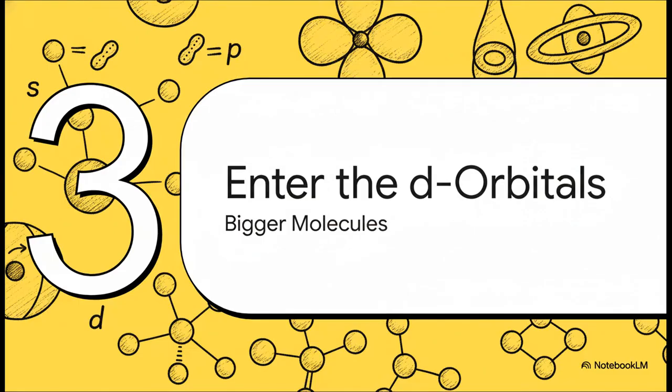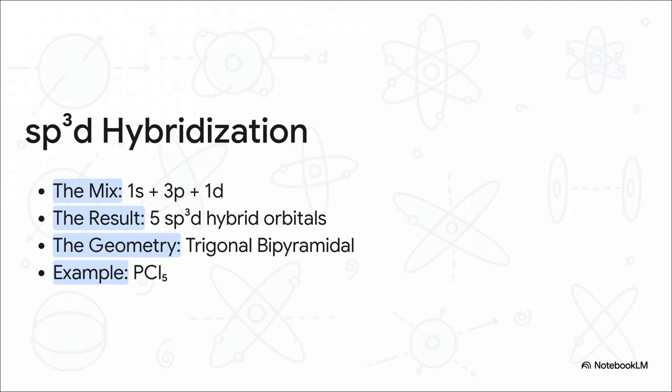So far, we've only been playing with s and p orbitals. But to build bigger, more complex molecules with more connections, we've got to bring in the heavy machinery. It's time to start mixing in the d orbitals. So our first venture into this new territory involves mixing 1 s, 3 p's, and now 1 d orbital. That's 5 atomic orbitals going in, so you know what that means. 5 new sp3d hybrid orbitals coming out. And this combo creates a really cool shape called trigonal bipyramidal. You see this in molecules like phosphorus pentachloride.